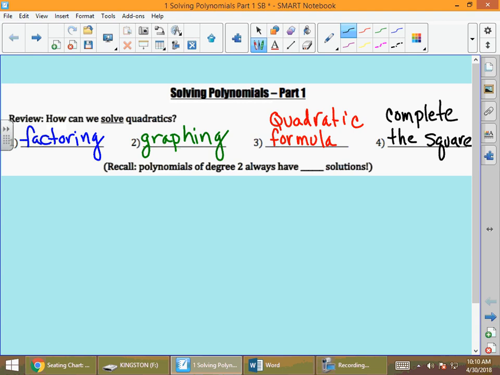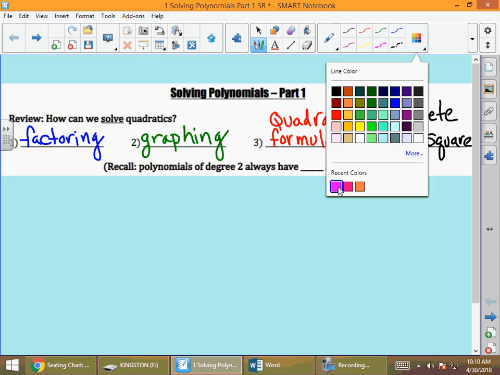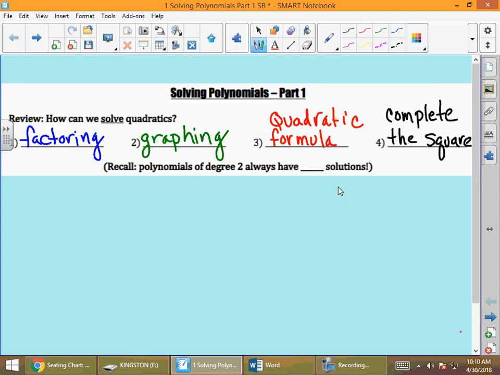And since it's degree 2, how many roots or solutions or zeros will we have to that function? Well, degree 2 means at most we'll have 2 solutions. If it were degree 10, we'd have 10 solutions. If it were degree 50, we'd have 50 solutions. The degree will define how many solutions we're going to have.